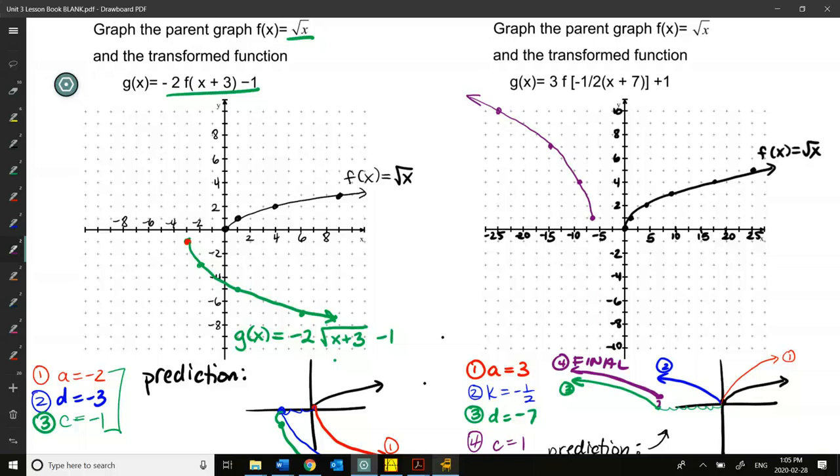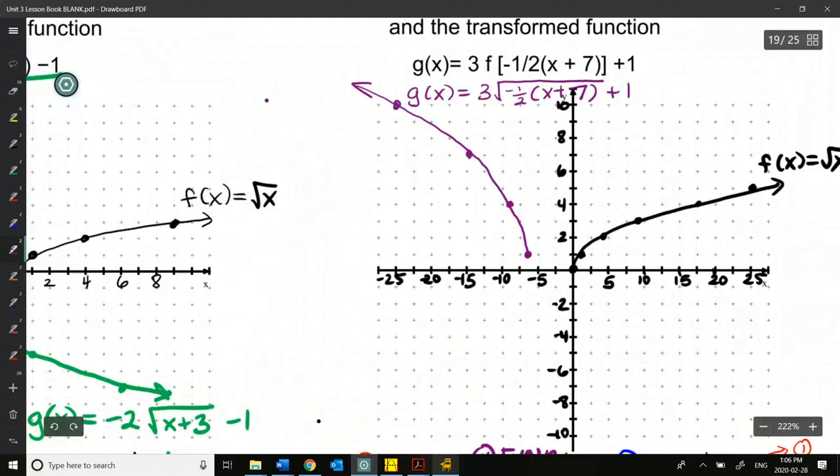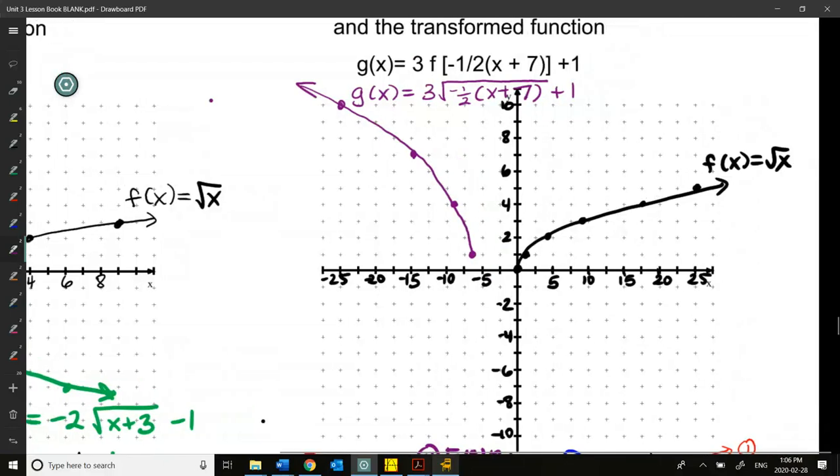How do I label my graph? George? Is it 3, the square root, -1 over 2, bracket x plus 7, bracket plus 1, outside of the root? Yes, perfect. Okay, I'll zoom in a little bit there so you guys can see it. Okay, any questions so far?